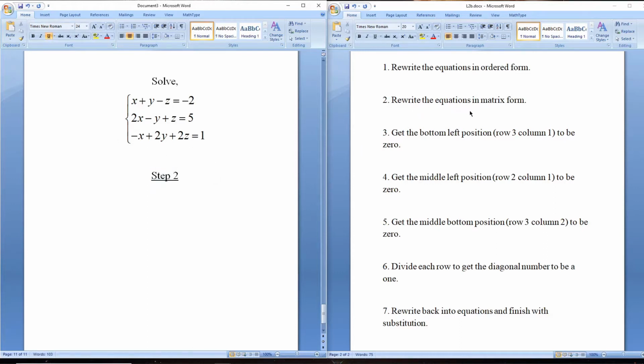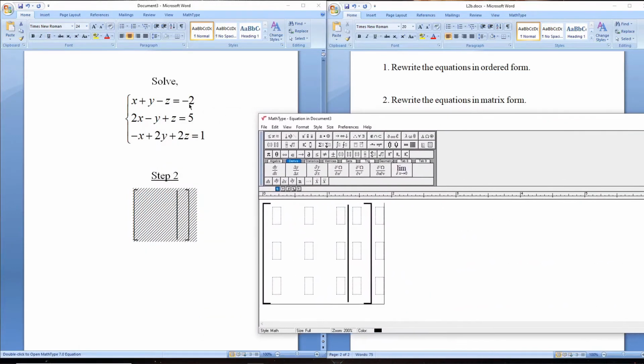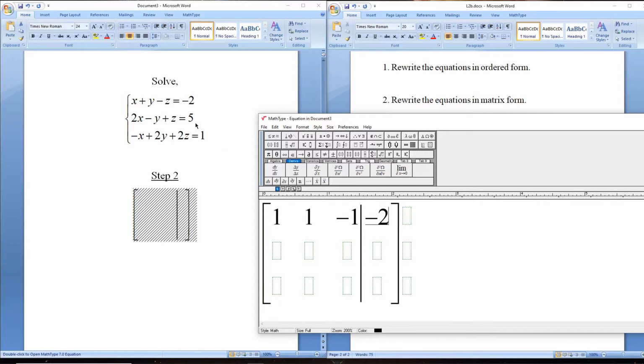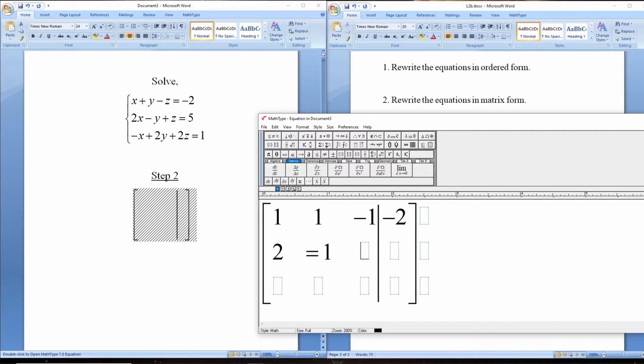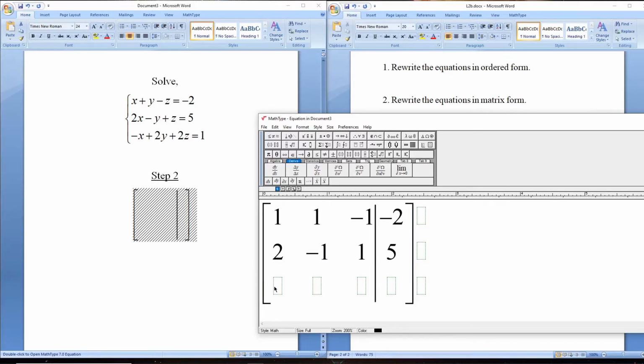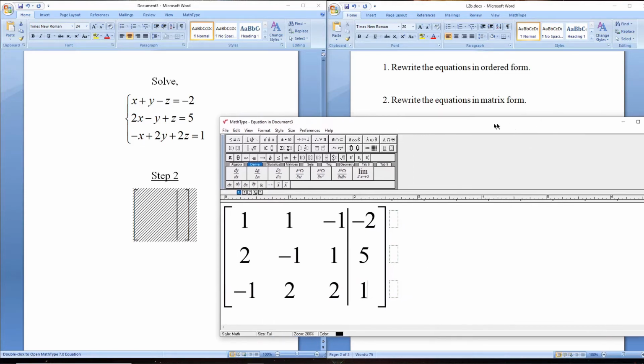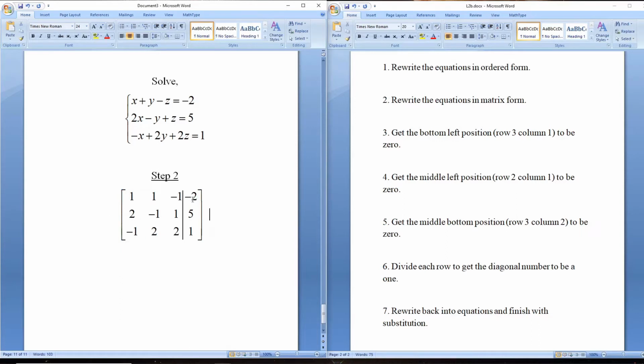Step 2 says rewrite the equations in matrix form. So let's do that. I'm going to pull up my matrix template here. We're going to take our set of equations and rewrite this into a matrix, and that just means looking at the coefficients. For our first equation, our coefficients are 1, 1, minus 1, minus 2. For the second equation, we get 2, minus 1, 1 and 5. And for the third equation, we've got minus 1, 2, 2, and 1. And there is step 2: write the equations in matrix form.